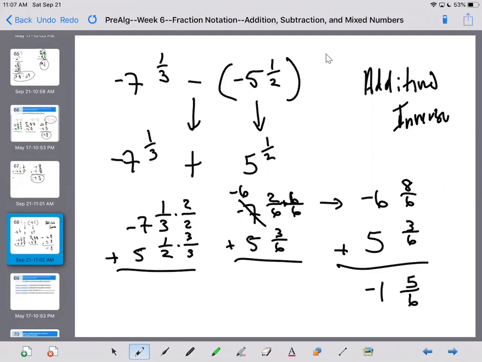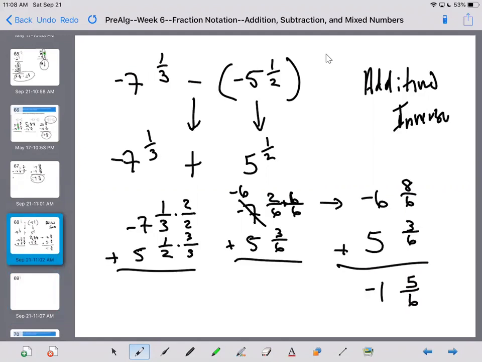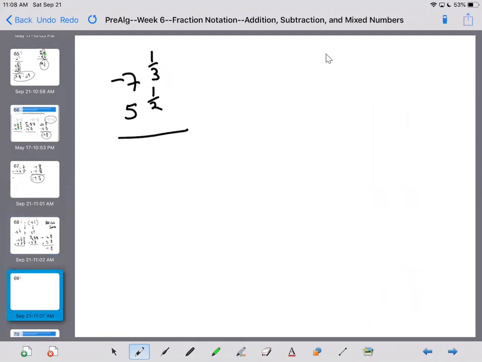Now, there's negative 7 1/3 and 5 1/2. You can look at that as working with mixed numbers, or improper if you wanted to. You could change this, and that would be negative 22/3. I'm just changing negative 7 1/3 to negative 22/3. And then 5 1/2, I'm going to change it to 11 halves.